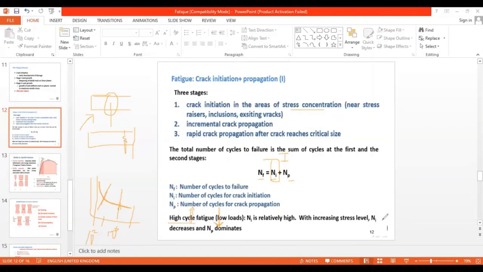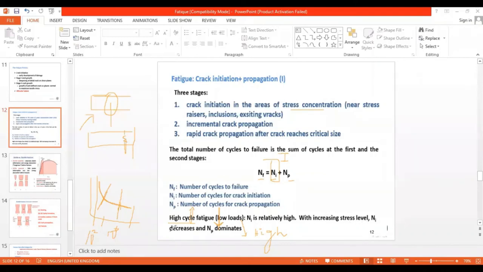With increasing stress level, Ni decreases and Np dominates. With increasing stress level means we are changing from low loads to high loads. Here it is low loads, so Ni is high. When you bring the loads to high, Ni decreases, that is, the initiation cycles decrease, and propagation increases.